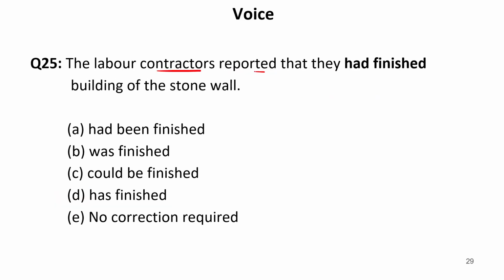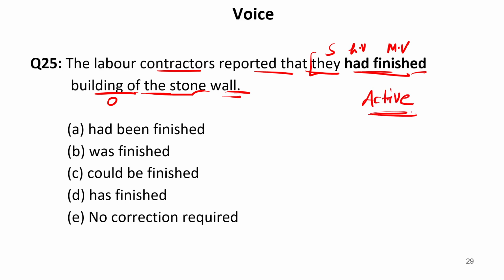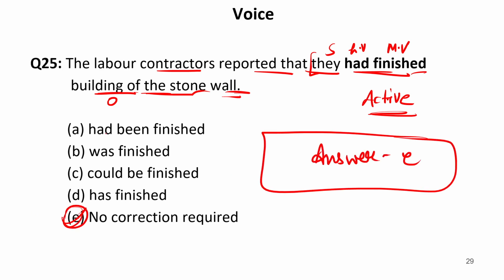The labor contractors reported that they had finished building of the stone wall. So they is the subject, had finished is the helping verb and main verb. What have they finished? Building of the stone wall. Now building is a gerund, that means a noun, so this is the object. So this is the active structure of the sentence, and if the sentence is in active voice, it is absolutely correct. The answer will be no correction required. So our answer is E, of course. Now let us see the other options as well.